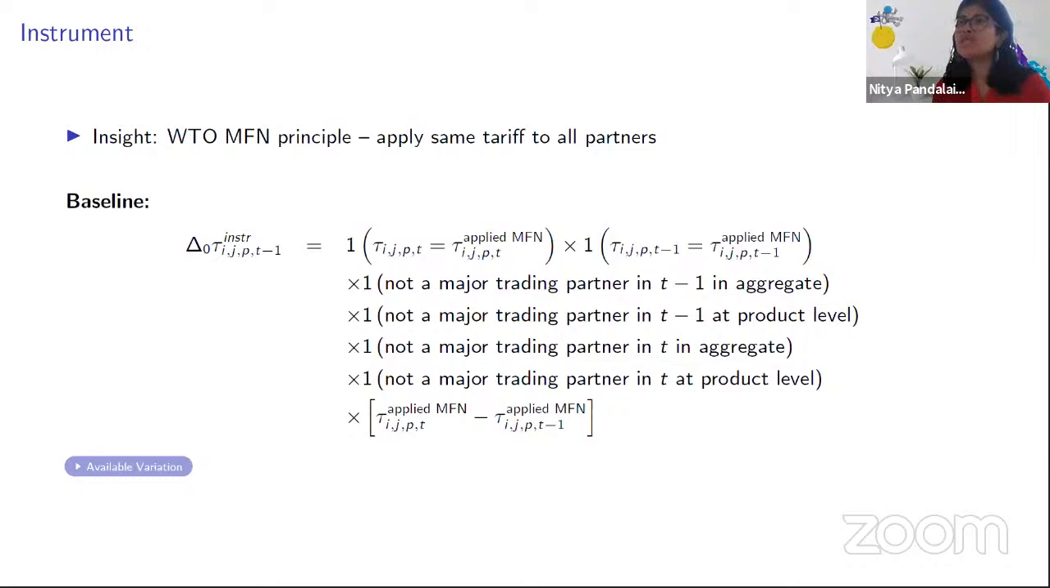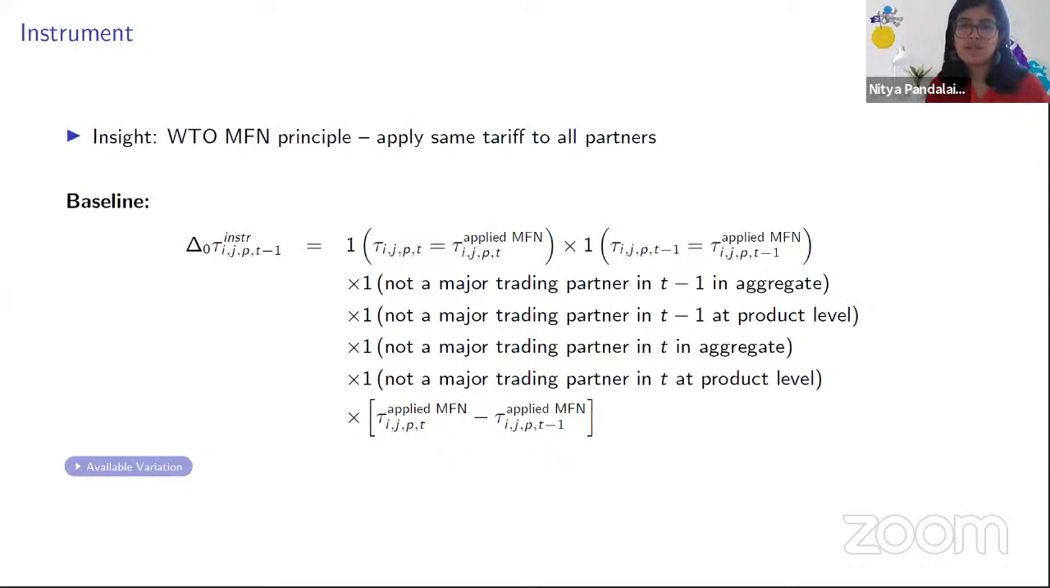So again, what we're going to do is propose a new instrument that can help with this concern. And this is based on the WTO MFN principle, which means that countries, when they apply an MFN tariff, apply that same MFN tariff to all trade partners with whom they trade on MFN terms. And so essentially, our instrument is going to select initial tariff changes where the tariff change is an MFN tariff change between periods T-1 and T, and it's going to affect trade partners that are bound by MFN tariffs in both periods, and in the baseline are plausibly not trade partners that influence that MFN tariff change.